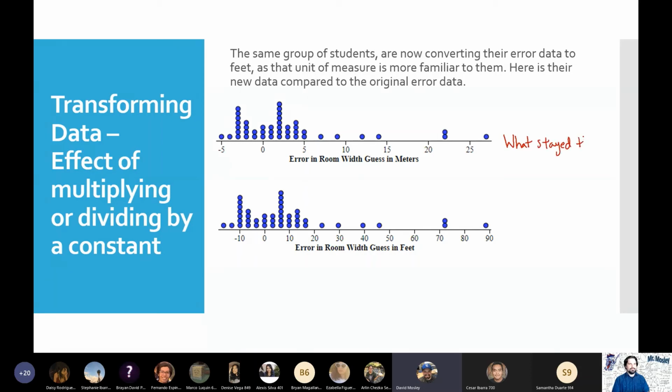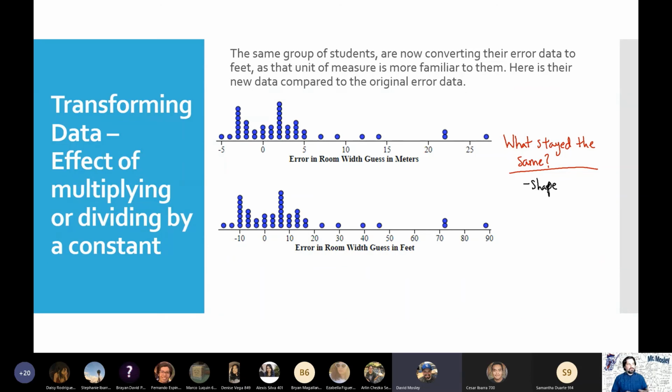What stayed the same? There's only one thing. Yes, these are correct again. The shape, right? We can easily see within these dot plots that our shape stayed the same. This kind of means that no matter what type of transformation I do to my data, shape's going to stay the same. I can add, subtract, multiply, divide. Shape will stay the same as my original data set.